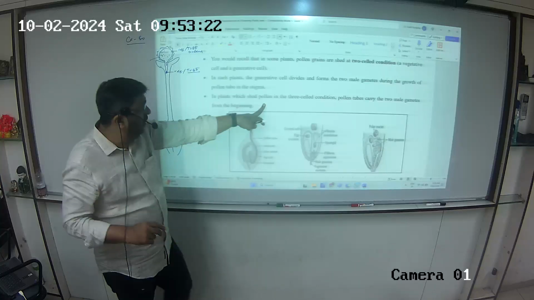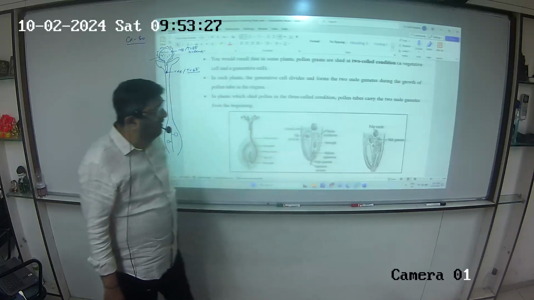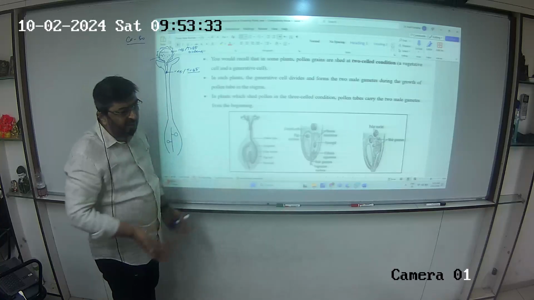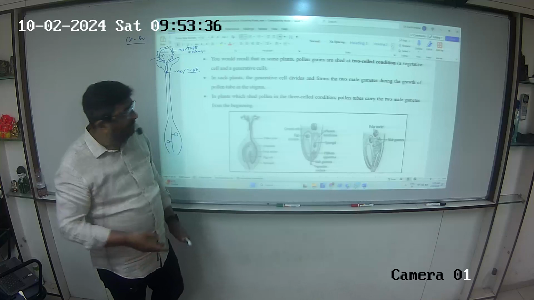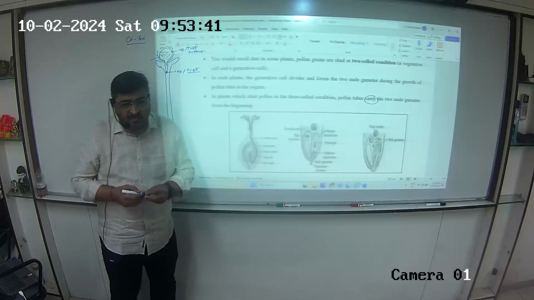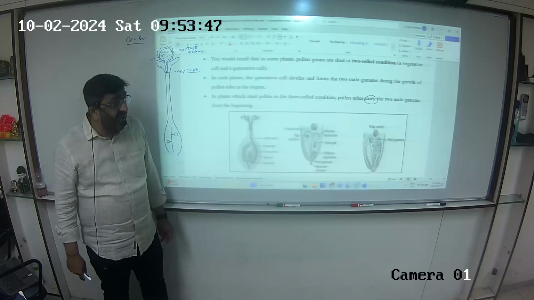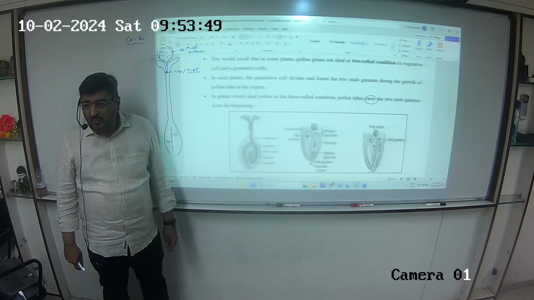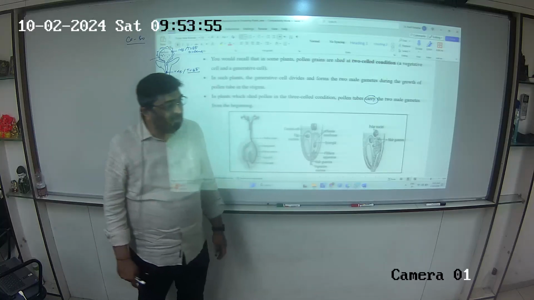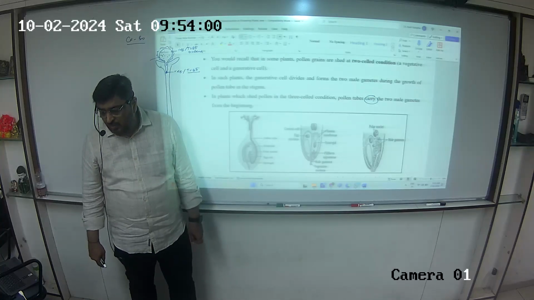In plants which shed pollen in the 3-cell condition, what is the percentage for this? 40. The pollen tubes carry the two male gametes from the beginning, क्योंकि second mitosis पहले हो चुका है ना इसमें, ठीक है? क्या वर्ड सर्कल किया मैंने? Carry. The pollen tubes carry the two male gametes. You have to carry a structure which cannot travel on its own. So the male gametes are non-motile.